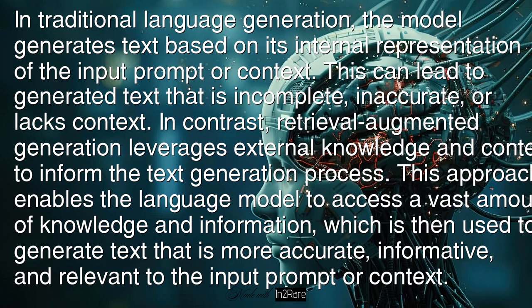In traditional language generation, the model generates text based on its internal representation of the input prompt or context. This can lead to generating text that is incomplete, inaccurate, or lacks context. In contrast, retrieval-augmented generation leverages external knowledge and context to inform the text generation process. This approach enables the language model to access a vast amount of knowledge and information, which is then used to generate text that is more accurate, informative, and relevant to the input prompt or context.